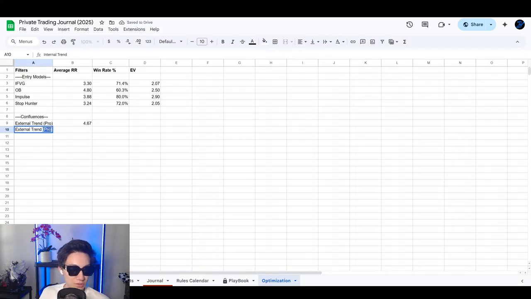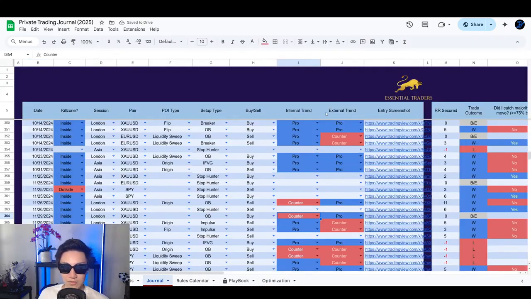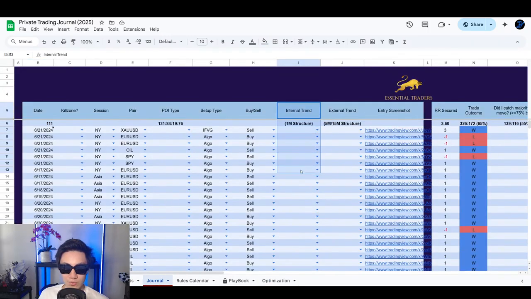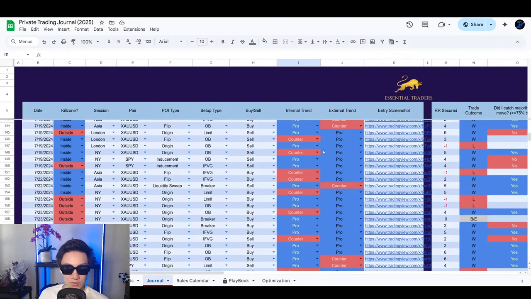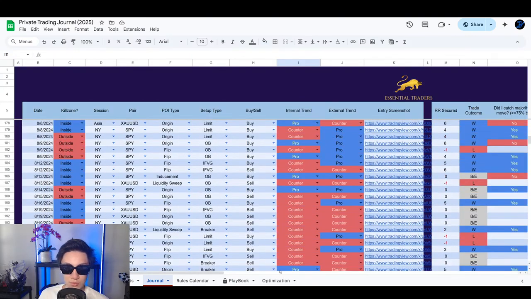And then you can write your external trend again. If you don't know what pro external trend is or what that means, check out the course. I teach how you can distinguish between internal trend, which is internal structure, versus external trend, which is external structure. They're two whole different things in trading, and you must be able to distinguish between both. Otherwise, your win rate will drop a lot. So I recommend you watch that video in the course if you haven't.